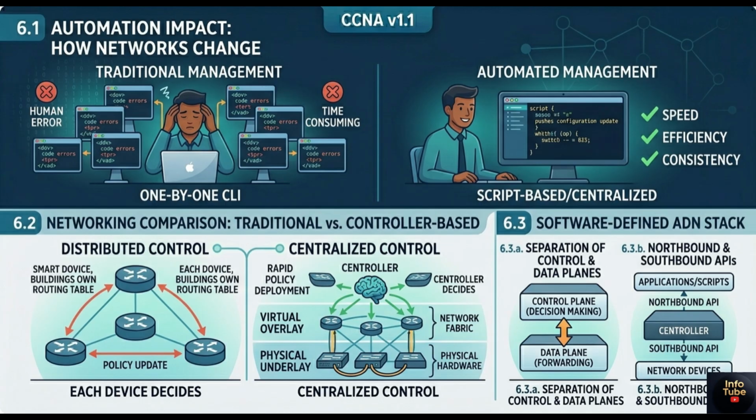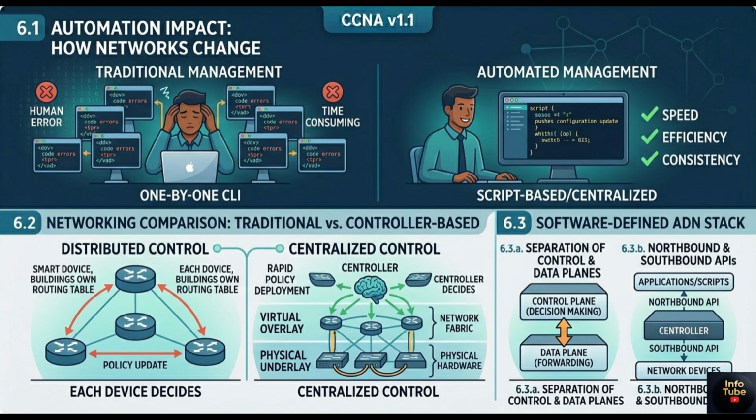6.3.a. Separation of control plane and data plane. In traditional devices, the brain and the muscles live together. In SDN, we separate them. Data plane, also called the forwarding plane. This is the muscle that physically moves packets from one port to another based on instructions. Control plane. This is the brain that builds the routing tables and makes decisions about where traffic should go. In SDN, the control plane is moved away from the individual device and into the central controller.